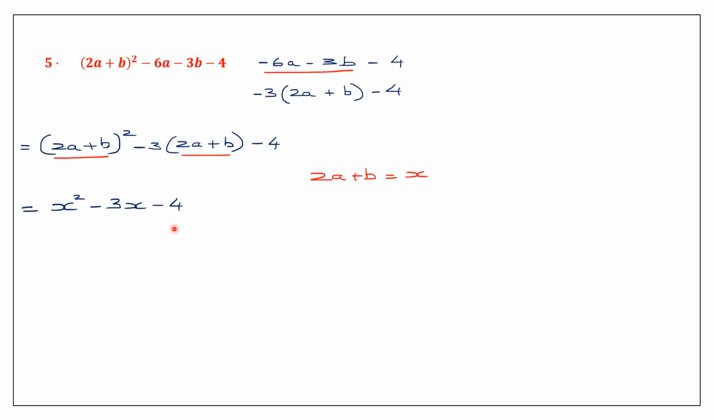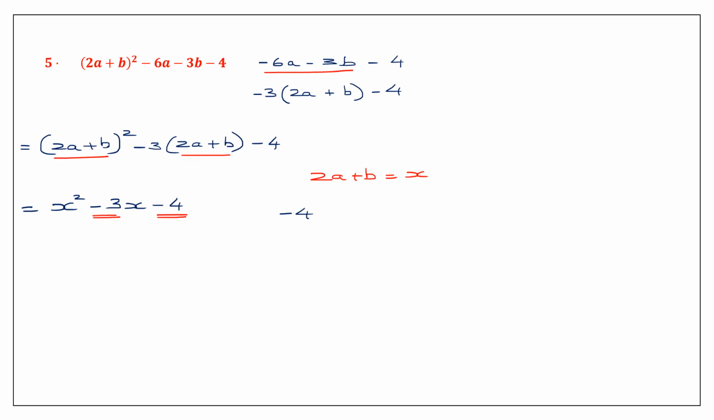Now we're going to factor this expression. That means we need to find two numbers that will multiply to give us minus 4 and that will add to give us minus 3. Remember, two numbers that will multiply to give us minus 4 and two numbers that will add up to give us minus 3. So you need to work out with a few numbers. Now the two numbers here are minus 4 and 1. Let's work that out and see.